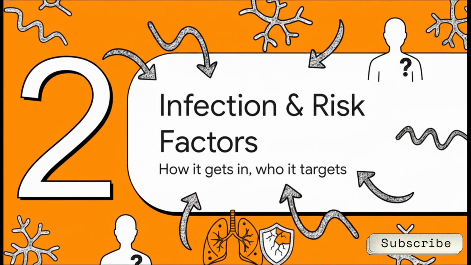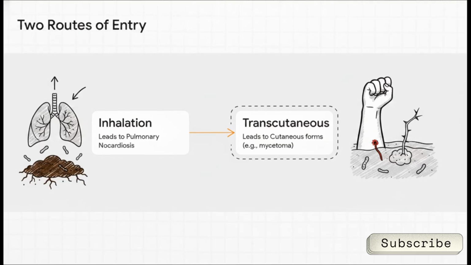Okay, so we know what it is. Now, how does Nocardia actually cause disease? And which patients are most vulnerable? Understanding how it gets in and who it targets is totally critical. So, Nocardia has 2 main ways to get into the body. Since it lives in the soil, the first route is pretty obvious. Inhalation. You breathe it in, and that leads directly to infections in the lungs. The second way is transcutaneous, which basically means it gets in through a break in the skin.